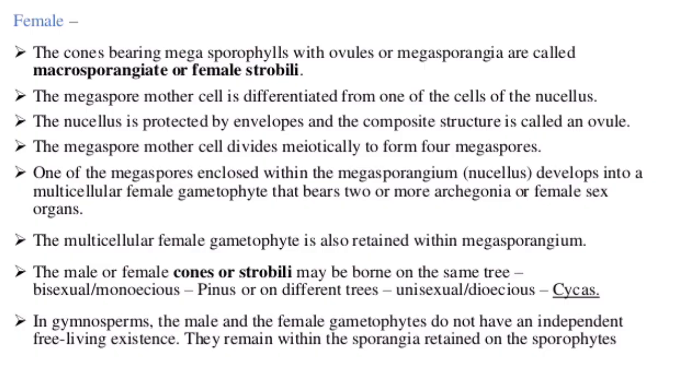The male or female cones or strobili may be borne on the same tree, bisexual or monoecious, for example Pinus, or on different trees, unisexual or dioecious, that is Cycas. In gymnosperms, the male and female gametophytes do not have an independent free-living existence. They remain within the sporangia retained on the sporophytes.